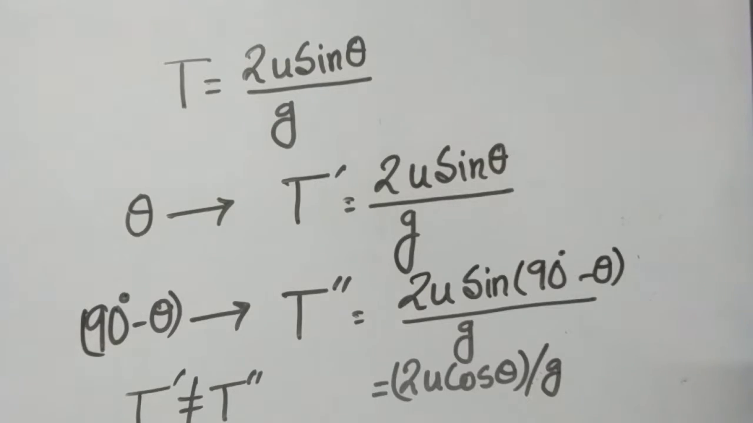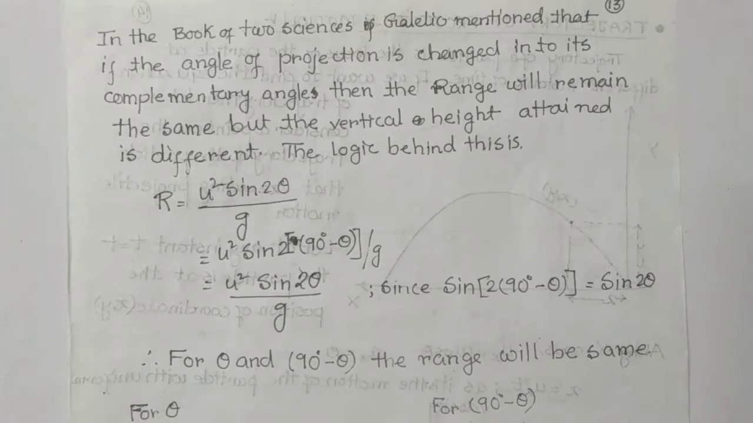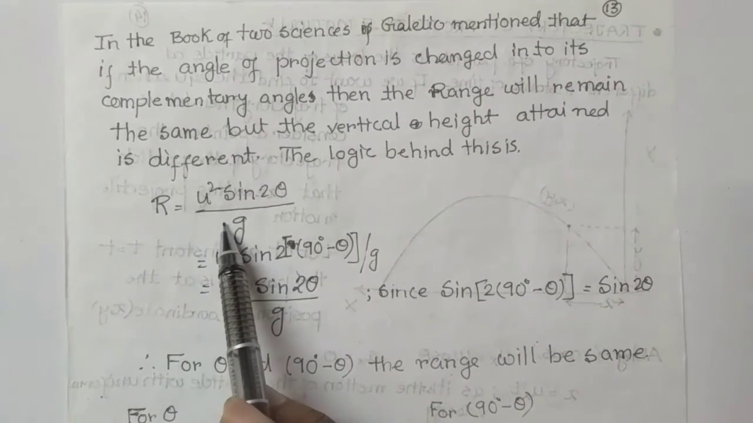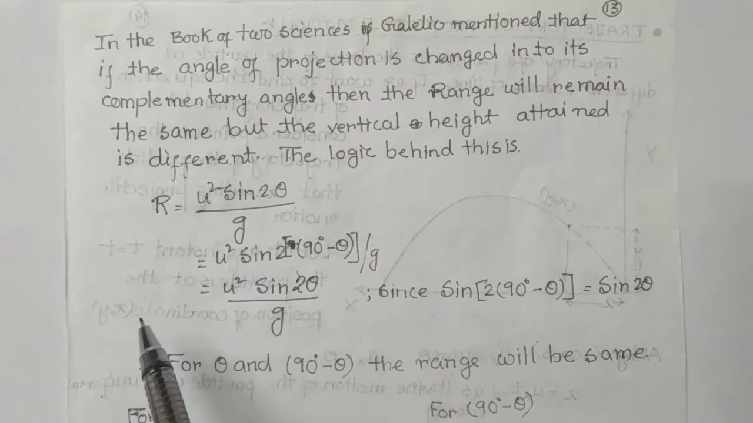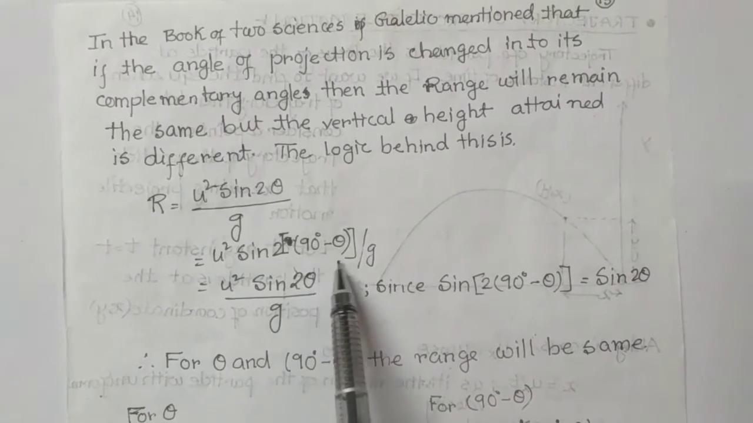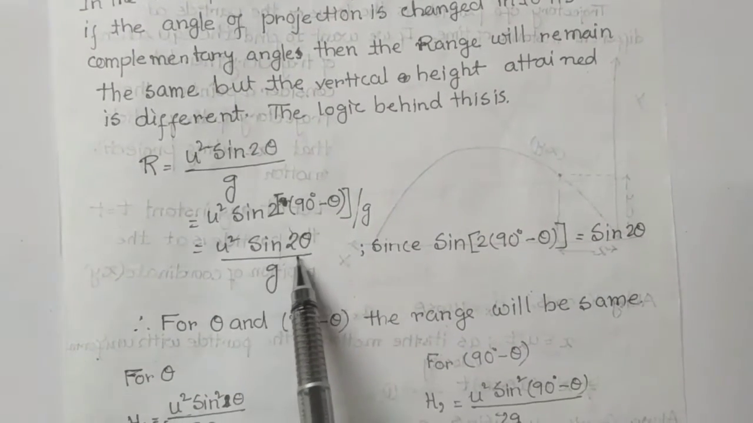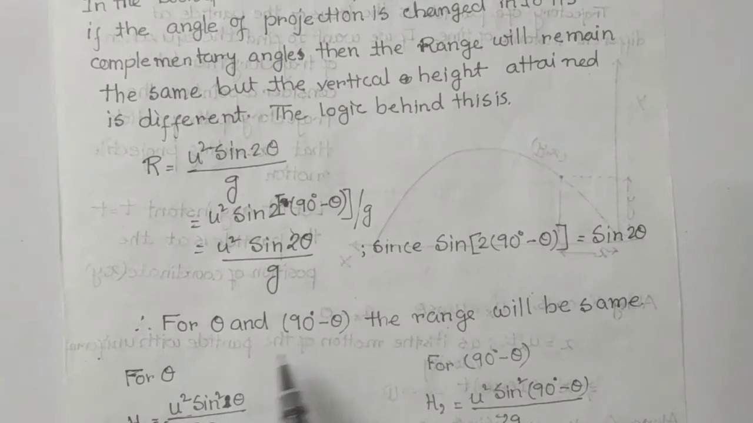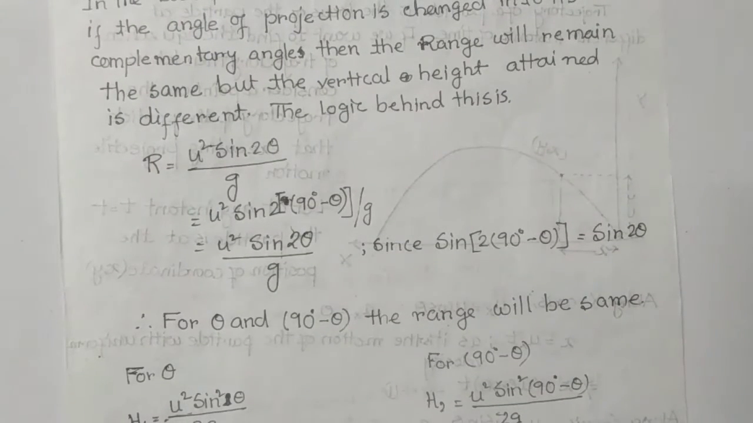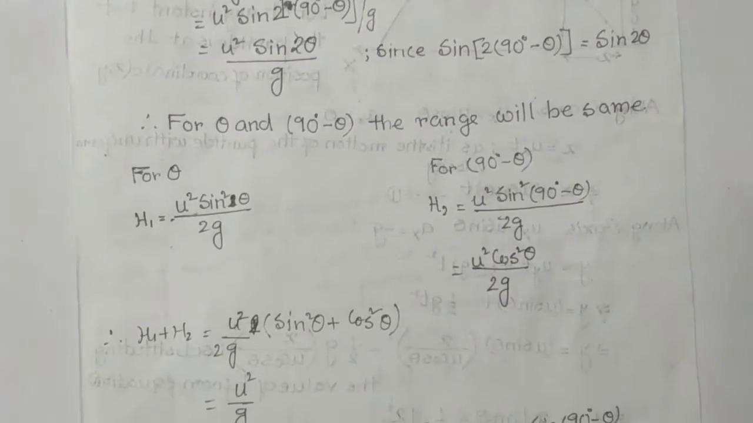The maximum heights and the total time of flight are different, but the ranges are the same if the particle is thrown at complementary angles of each other. I am always insisting all of you to take handwritten notes. So just see, range R equals u square sine 2 theta divided by g. From here I replace this theta by 90 degree minus theta. Then it will again remain u square sine 2 theta. So for theta and 90 degree minus theta, the range will be the same. But the heights are not the same.